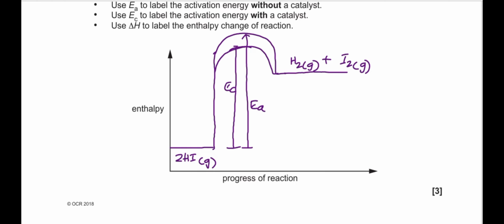Now delta H is the difference in the energy levels between the reactants and the products. Therefore we can classify this difference as delta H, which is given to be equal to plus 9.5 kJ per mole.